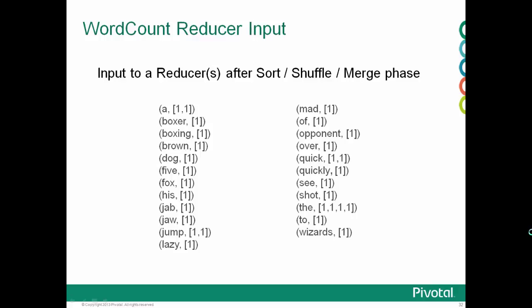And then, of course, the results that are to become input to the reducer are sorted in key sort order, A through W in this case, A to wizards. So this is what the input to the reducer would look like in this particular example.